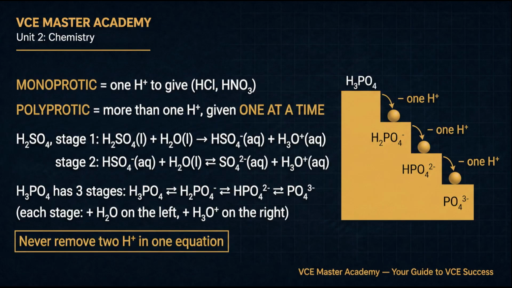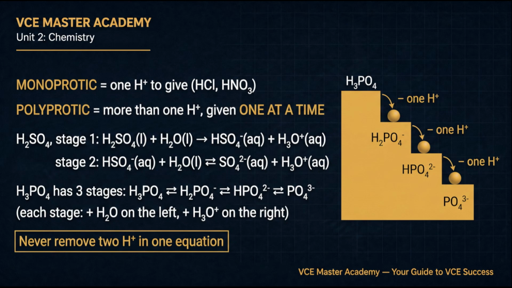Last concept. Some acids have 1 ball to give, some have more. An acid with exactly 1 proton to donate is called monoprotic. Mono means 1. HCl, 1. Nitric acid, HNO3, 1. An acid with more than 1 is polyprotic. Poly means many. And here's the rule the examiners love. A polyprotic acid gives its protons 1 at a time, stage by stage, never all at once.